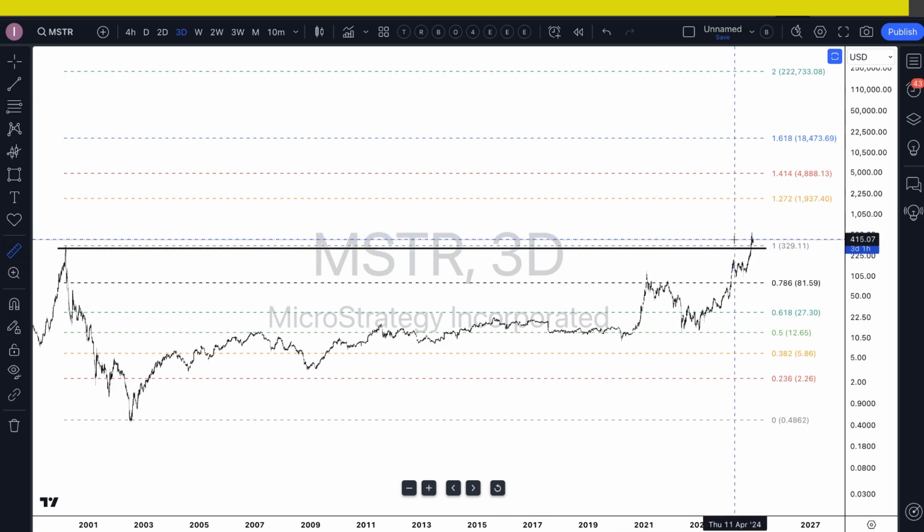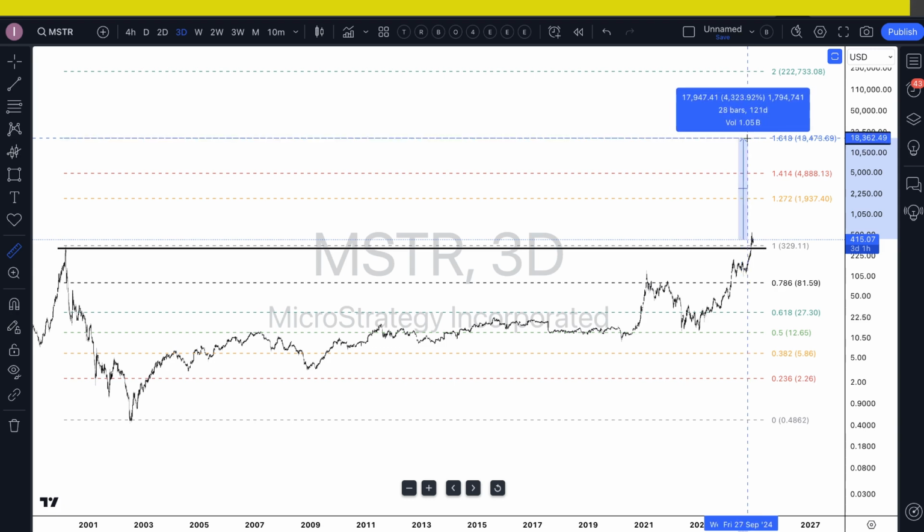But let me just measure this. If we measure from where current price is to where this 1.618 is, that's 4,300%. Who knows how long it'll take to get there? But what I do know is I feel really comfortable. It's not a matter of if, it's a matter of when.